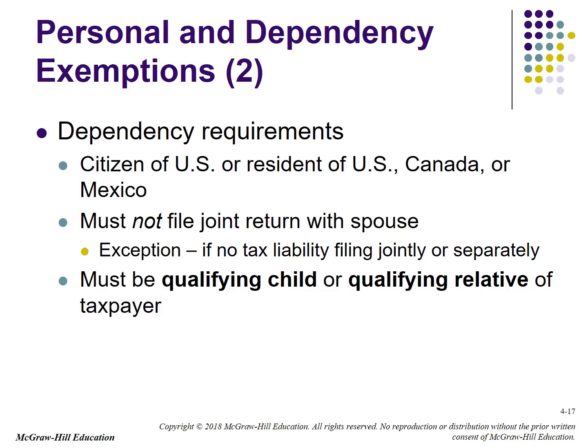If the potential dependency exemption is married, they cannot file a joint tax return with their spouse. So they have to file their own tax return. Except if the only reason they're filing a joint tax return is to get an entire refund of all the taxes that they paid in.